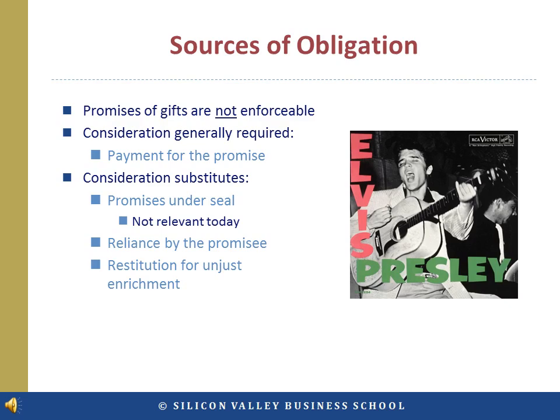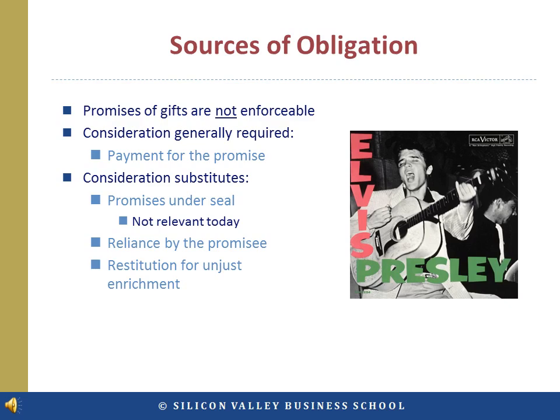The currency used to pay for the promise can be anything of value. Anything of value to the promisee, or anything of value to the promisor. If Elvis had bargained and agreed to receive a single dollar, or an apple pie, in exchange for his promise, the court would likely have found that consideration was present and a contract was formed.